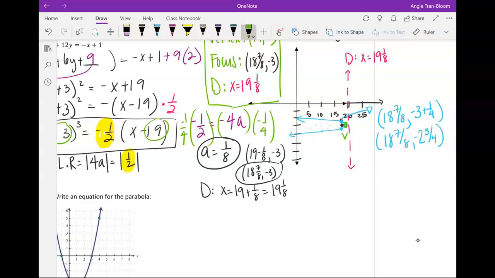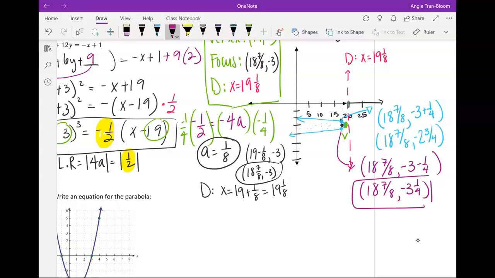We could also do the same thing on the bottom. I'm going to use a different color. The x coordinate is the same, 18 and 7/8. And we're going to take the -3, which is the y coordinate of the focus, and we subtract a quarter. So the final answer for this bottom ordered pair for the latus rectum is 18 and 7/8, comma, -3 and a quarter. So if I ask you for the ordered pairs, those are the two ordered pairs, and that's how we find them.